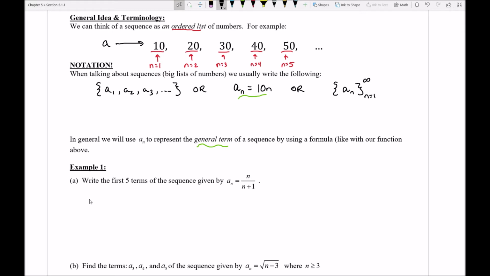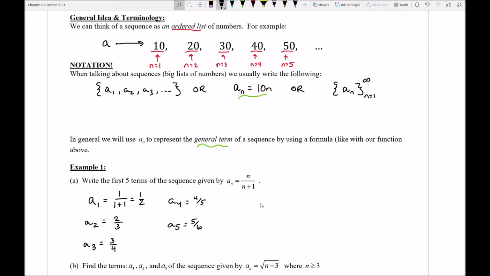Well, to do this, it's not too difficult. Again, if I want the number that's in spot 1, I just have to replace n in my formula with the number 1. So a1 would be 1 over 1 plus 1, or 1/2. To get the second number, I would just plug in a 2. Notice that would give me the value 2/3. a3 would be plugging a 3 in for each of my values of n. That would be 3 over 4. a4 gets me 4 over 5, and a5 gets me 5 over 6.